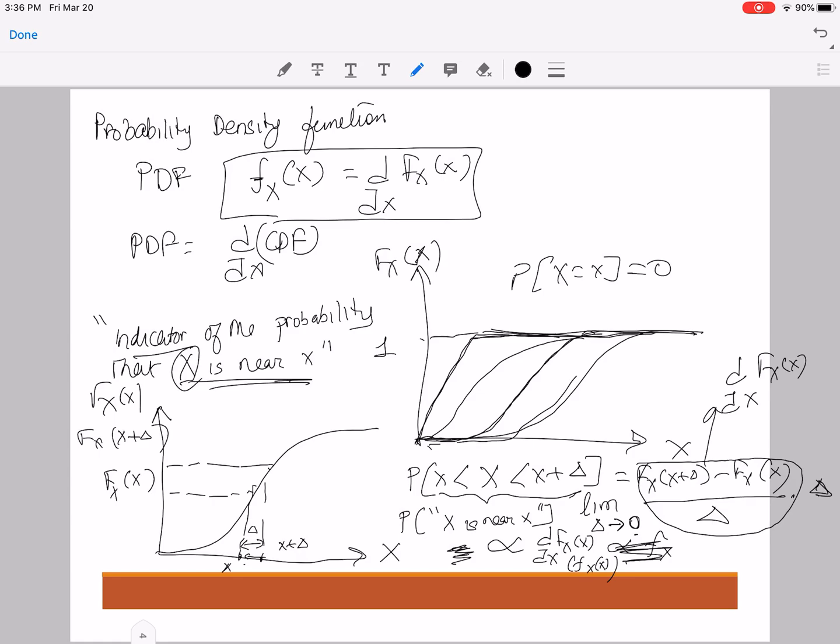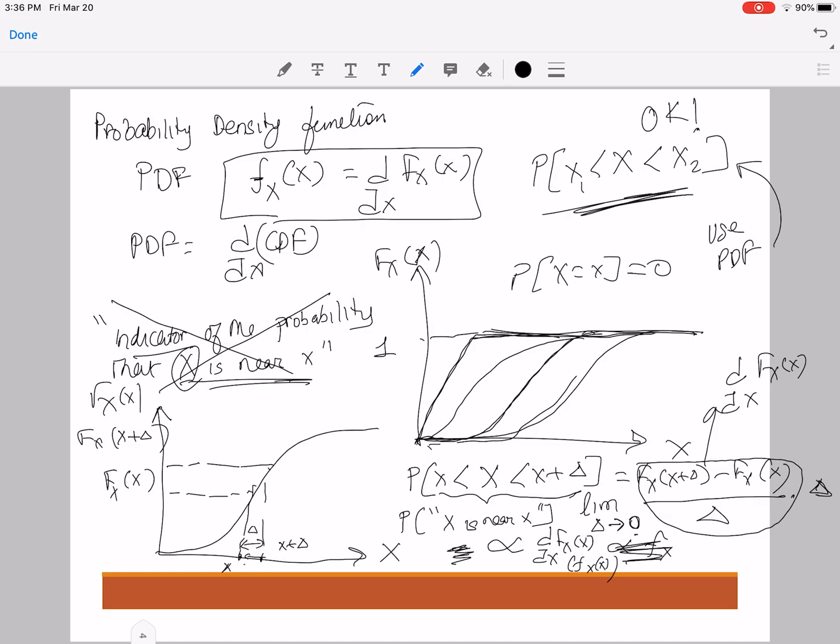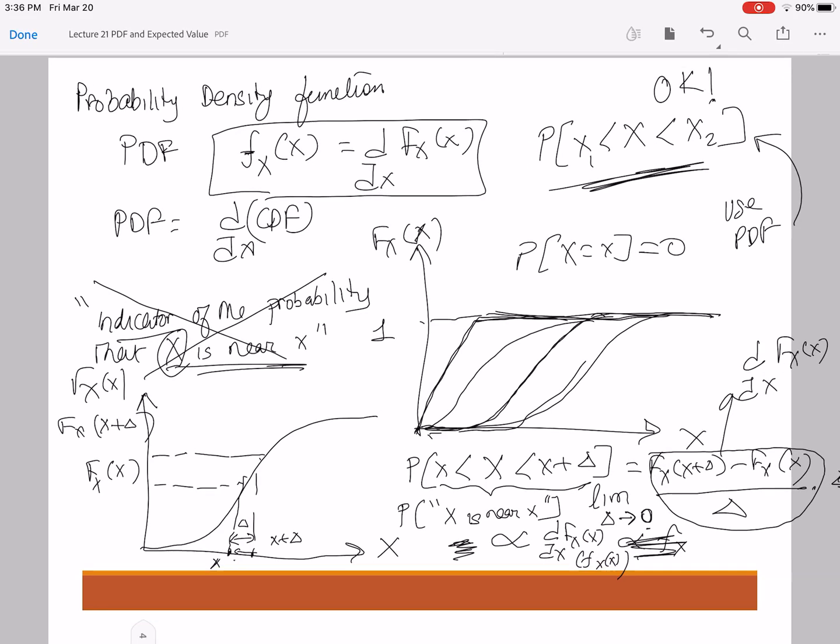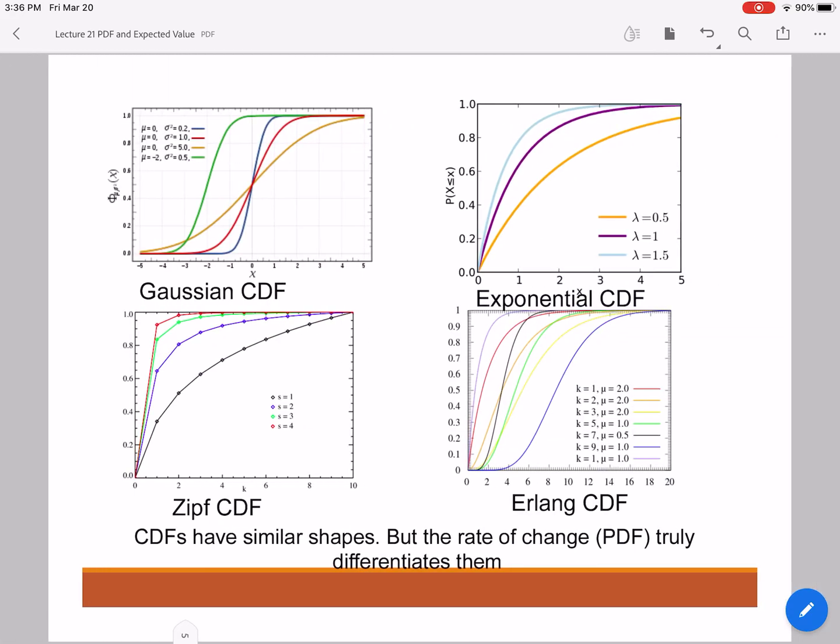Remember, guys, we will in fact not be interested in finding such probabilities either. We are going to solely focus on finding probabilities that take this form: what is the probability that x is greater than x1 but less than x2? This is something that we'll always be interested in, and we are going to use the probability density function to evaluate this probability. Okay, so let's move on further.